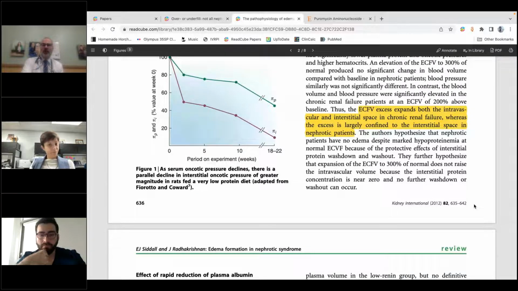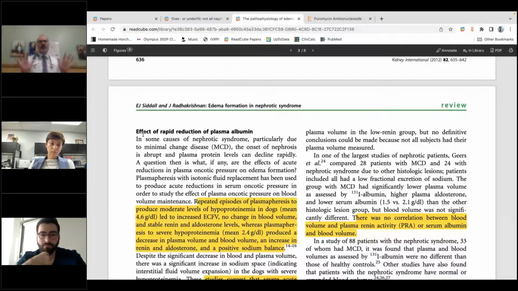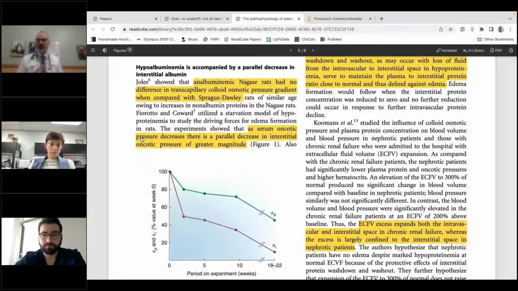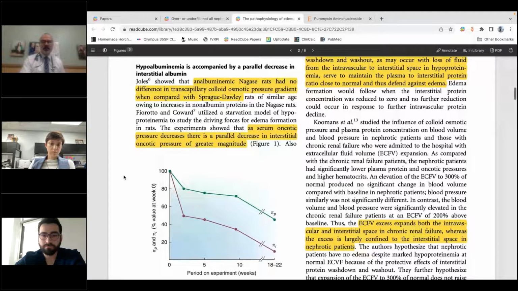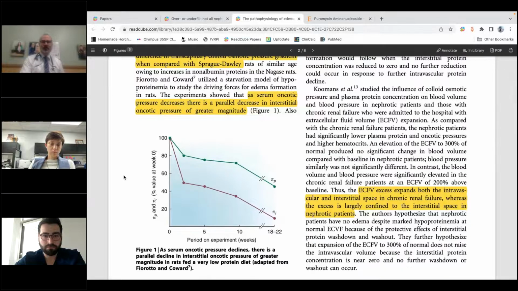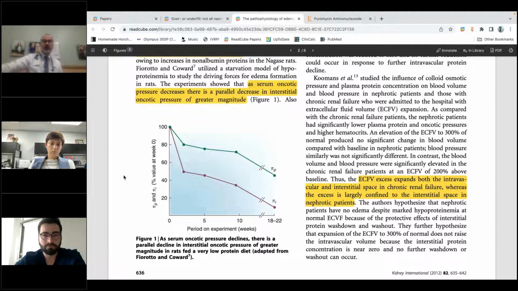Okay, why don't we pause there for a second? Is everybody cool with that? Questions? Does that make sense? Does that not make sense to people? Because I think that's an important concept that really undermines hypoalbuminemia contributing to our edematous state that we see in patients. So let me just pause there for a second, making sure everyone's okay.